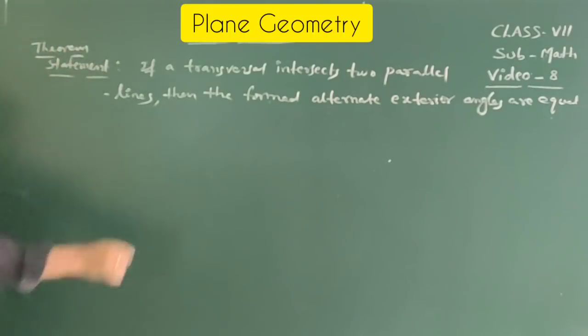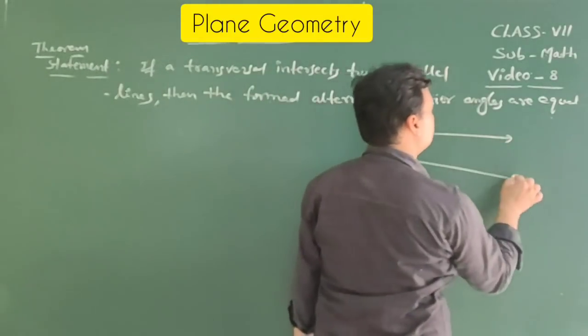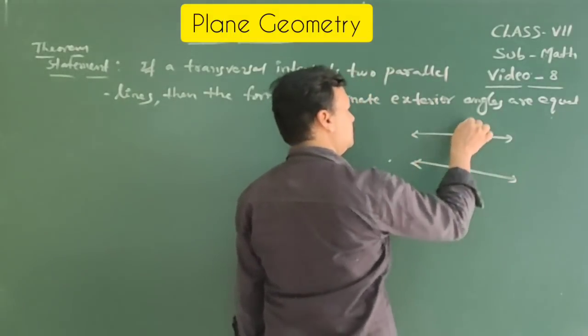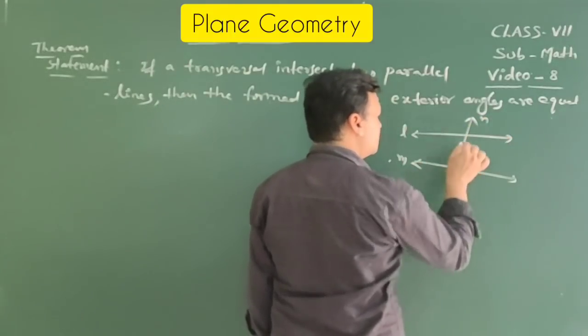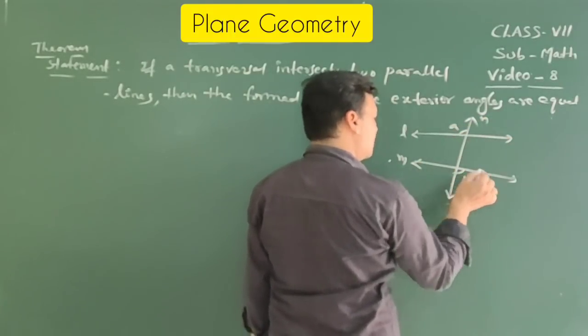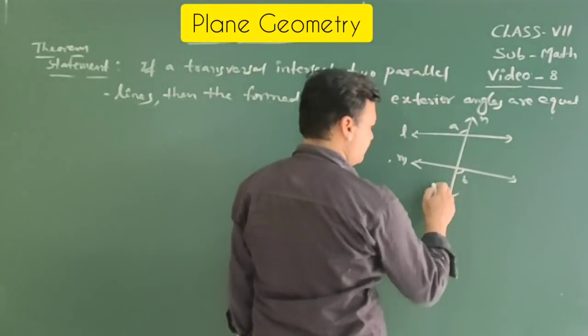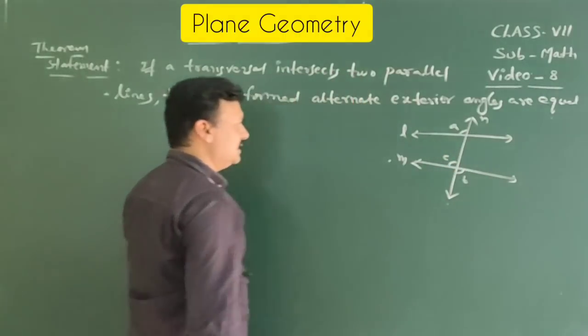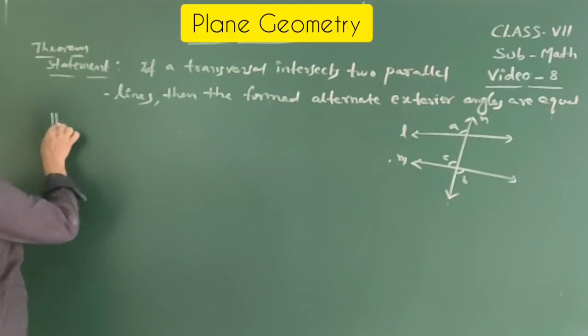Already completed: if a transversal intersects two parallel lines, the formed alternate interior angles are equal. Now exterior angles. Here L is parallel to M and N is a transversal. Here A and B are alternate exterior angles and C is another angle.